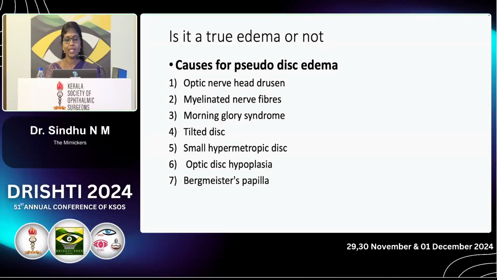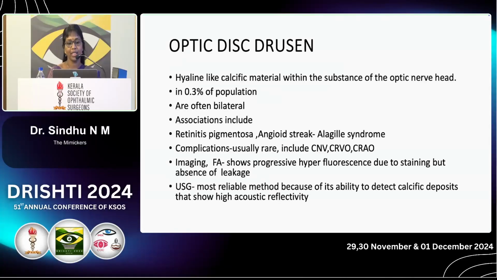Whenever you get a case with disc edema, you should look for whether it is true disc edema or not. The causes of pseudo disc edema, or the mimickers of disc edema, include optic nerve head drusen, myelinated nerve fibers, morning glory syndrome, tilted disc, small hypermetropic disc, optic disc hypoplasia, and Bergmeister's papillae. I'll go into each one in detail.